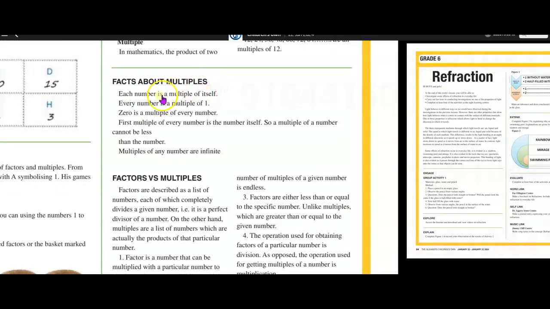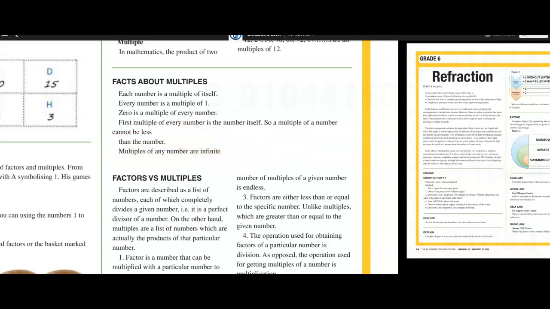Facts about multiples. Each number is a multiple of itself. Every number is a multiple of 1. 0 is a multiple of every number. The first multiple of every number is the number itself. So, a multiple of a number cannot be less than the number. Multiples of any number are infinite.